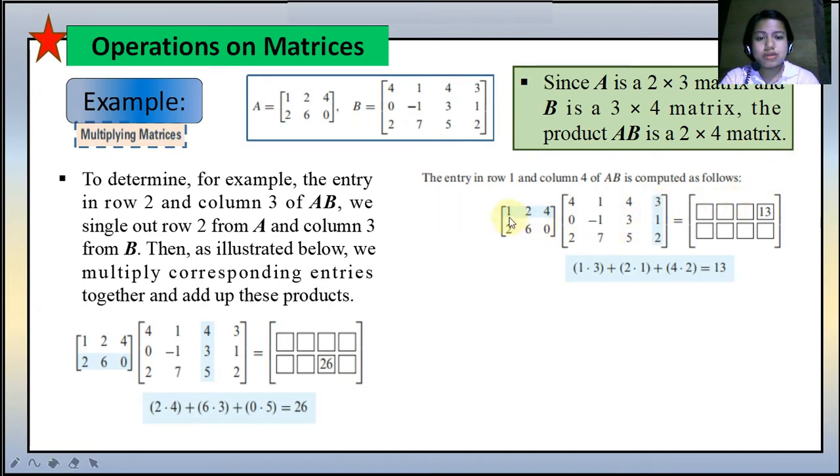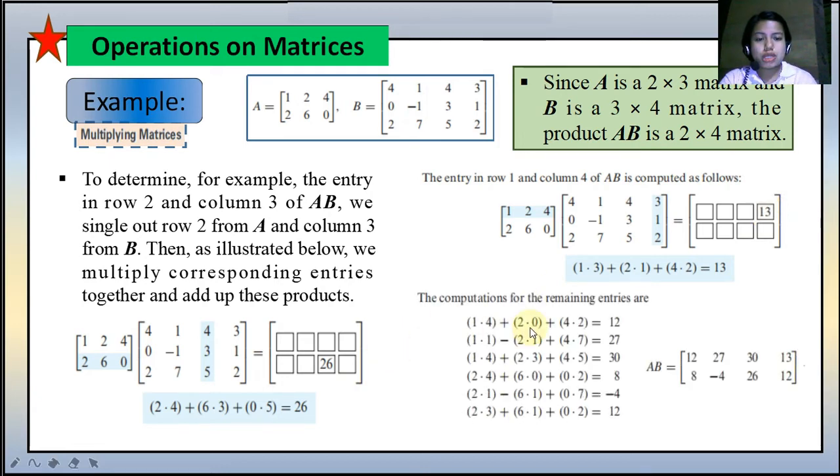Then we will multiply corresponding entries. So 1 times 3 plus 2 times 1 plus 4 times 2, then we will come up with 13. Since 1 times 3 is 3, plus 2 times 1, that's 2. So 3 plus 2 is 5, plus 4 times 2, which is 8. So 8 plus 5 is 13. So this will now be the entry for row 1, column 4 of matrix AB.